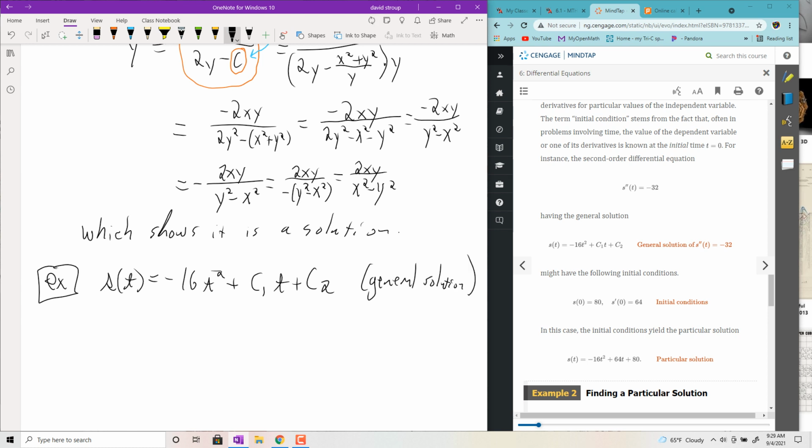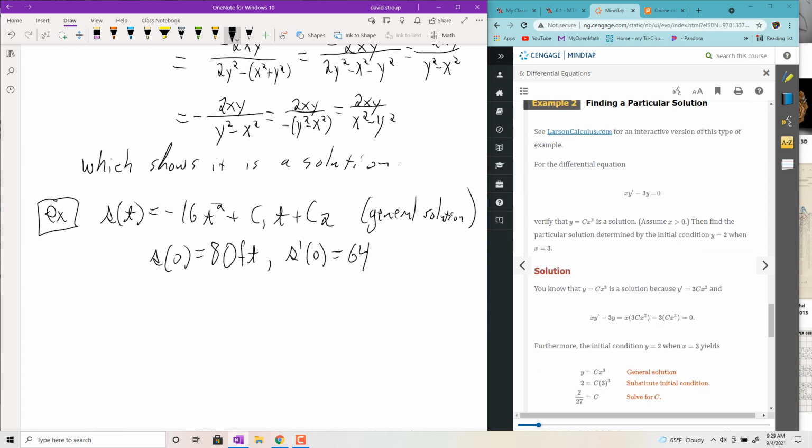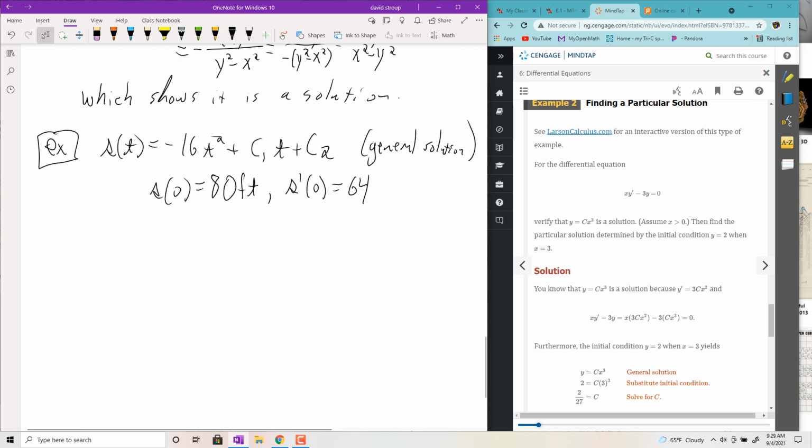But in physics problems, they'll generally give you the initial position. So the position at time 0 is maybe 80 feet, like maybe you're standing on top of a building. Then they'll tell you a velocity. So maybe you're up there and you're going to throw a baseball at 64 miles per hour. Then you could use these two initial conditions to solve for the constants c1 and c2 and obtain a particular solution. Okay, so how do I find particular solutions given these initial conditions? So that will take us to here, example 2.